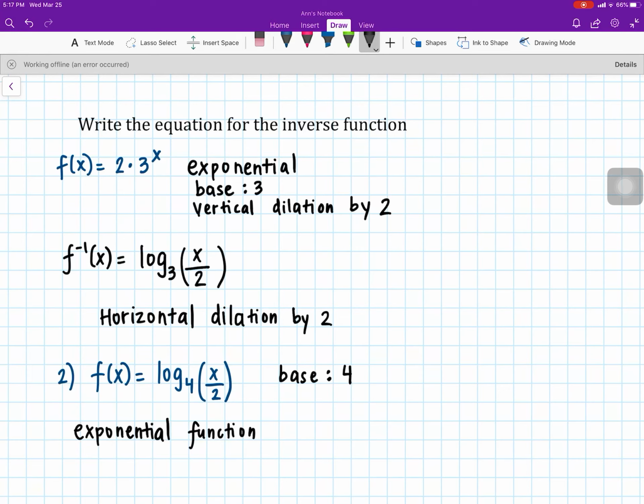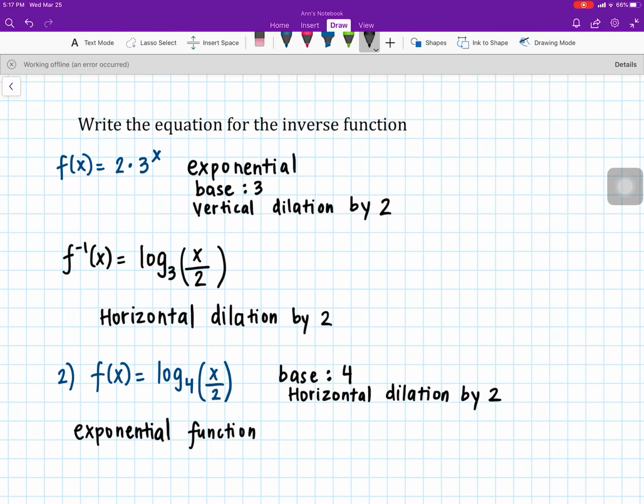Now, what does the x over 2 do? We know it's inside of the parentheses, so therefore it must be a horizontal dilation. But by what? It's not going to be by 1/2. You need to do the opposite, so therefore it's going to be by 2.